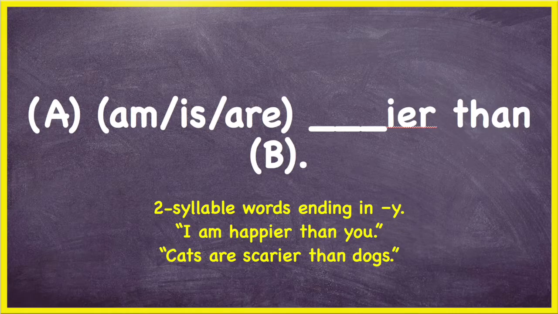And finally, what about those two-syllable words that do end in Y, right? For example, happy or scary. You might say, I am happier than you, or cats are scarier than dogs. In this case, you would get rid of the Y and you would add IER. Okay, so that's the rule when it comes to two-syllable words that end in Y. All right, now let's go to superlatives.